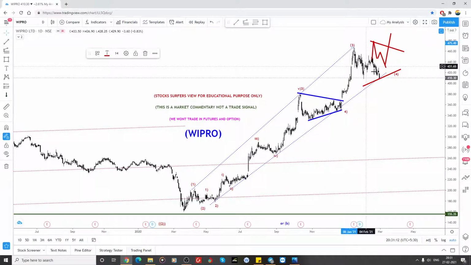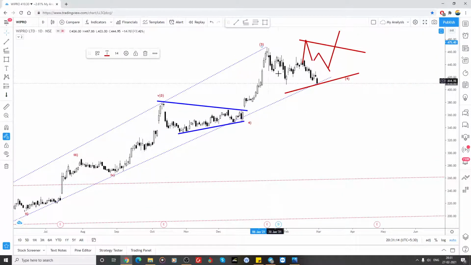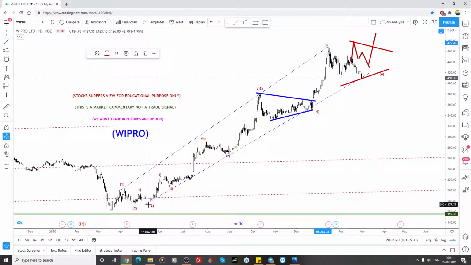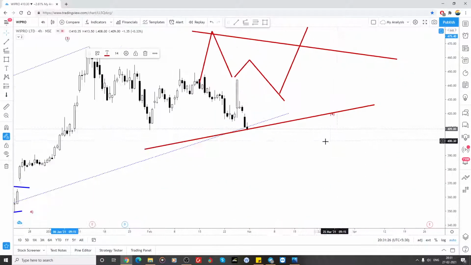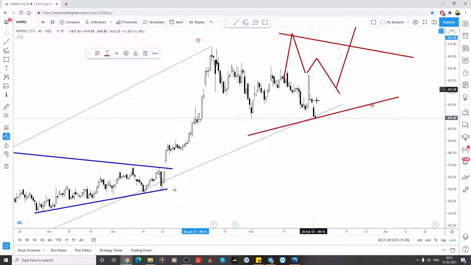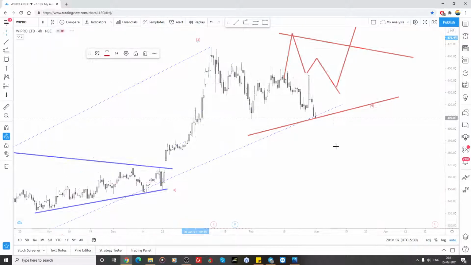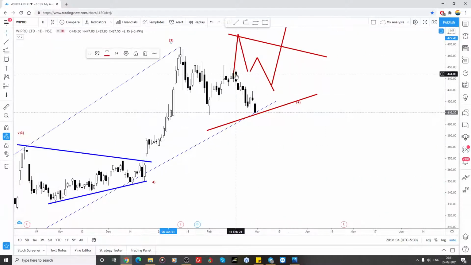Because once the three-wave structure is over, ABC, and C has got a five-wave structure 1 2 3 4 5, and it is on that trend line. Take this as a support. So let's see how it moves here. Forget about this candle, right? So we can make this as 1 2 3 4 5, 1 2 3 4 5.